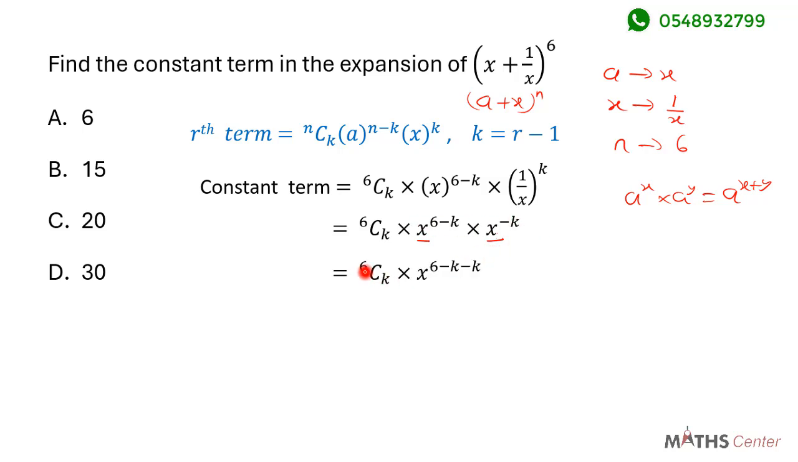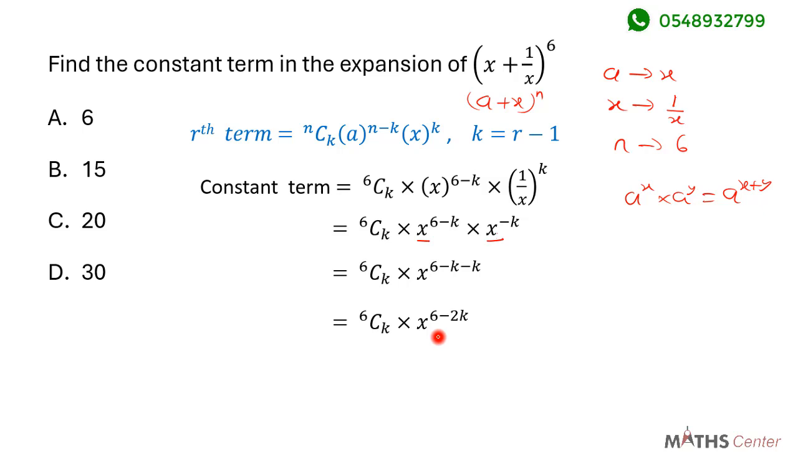So when we do that, we are going to have 6 combination k times x exponent 6 minus k plus minus k will give us 6 minus k minus k. This will give us 6 combination k times x exponent 6 minus 2k. Negative k minus k gives us negative 2k. So we have 6 combination k times x exponent 6 minus 2k.